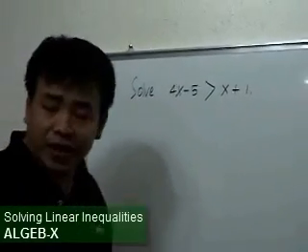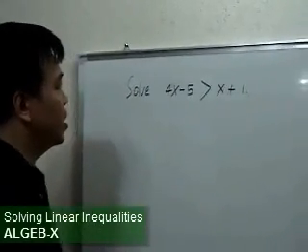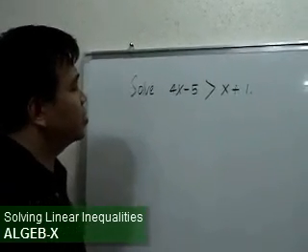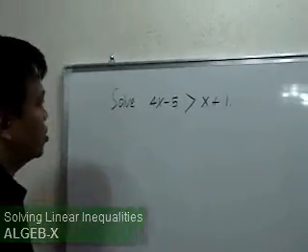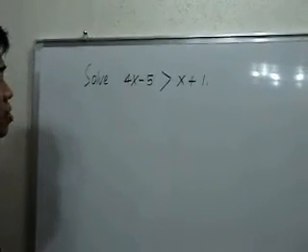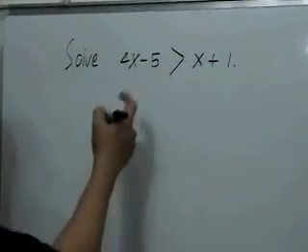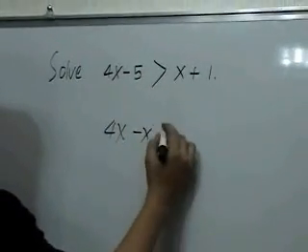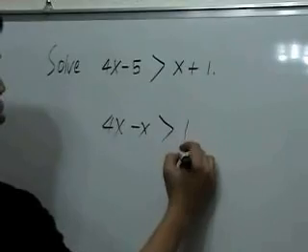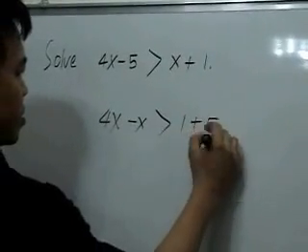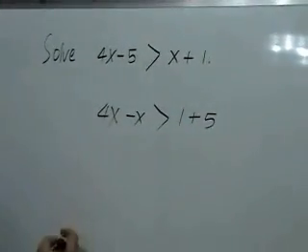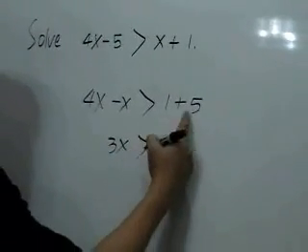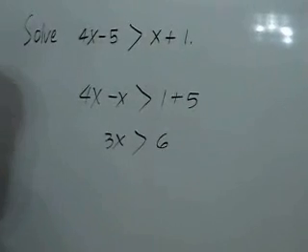Find the values of x which will make this inequality true: 4x minus 5 greater than x plus 1. We make use of the addition property and write this as 4x minus x greater than 1 plus 5. 4x minus x is 3x, greater than 1 plus 5, or 6.